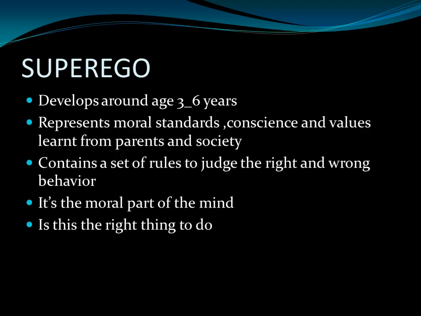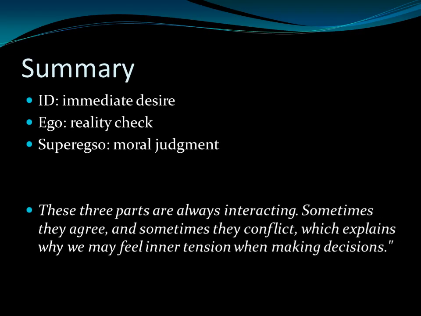Then let us go to the summary of all this. In the summary, the id wants the immediate desire. The ego, there must be a reality check. And the superego, there has to be the moral judgment. These three parts are always interacting. Sometimes they agree and sometimes they conflict, which explains why we feel tension when we are making decisions.